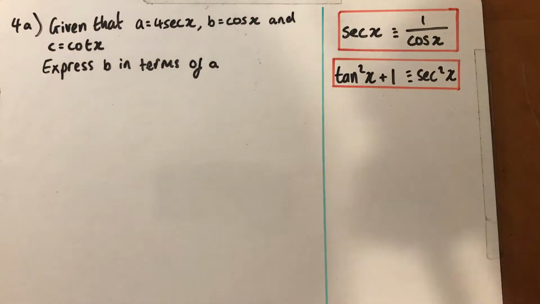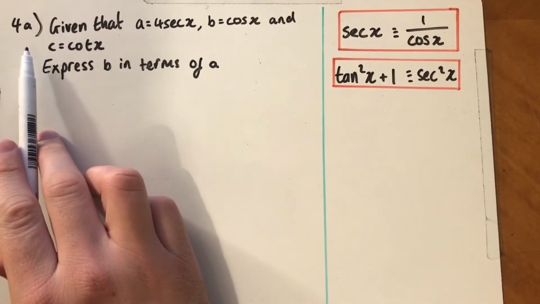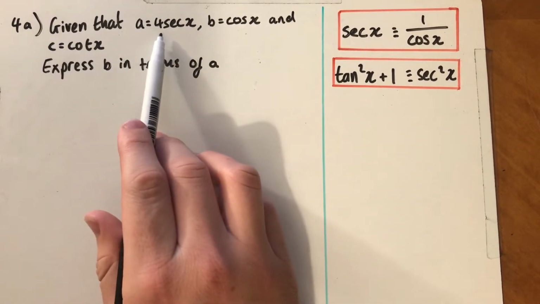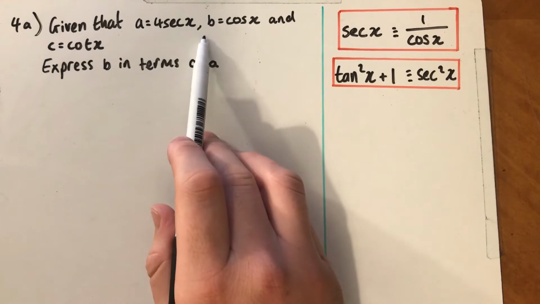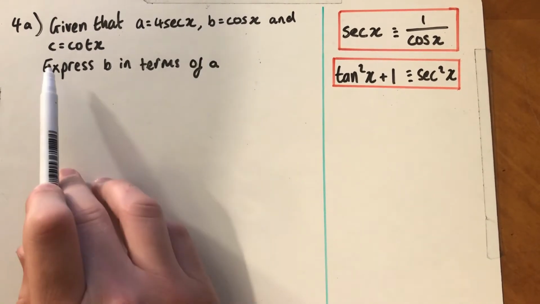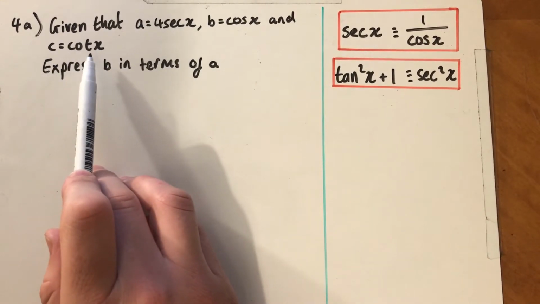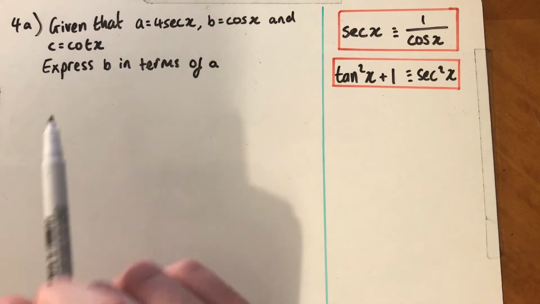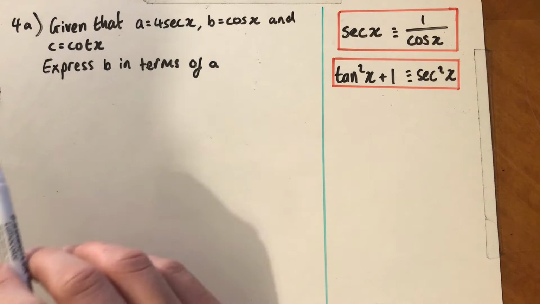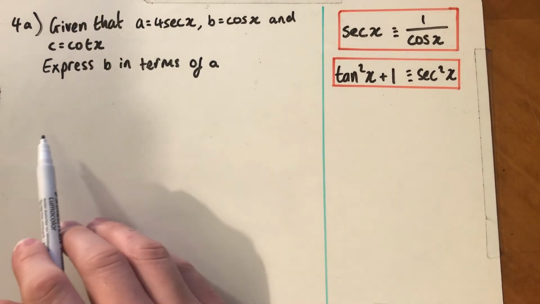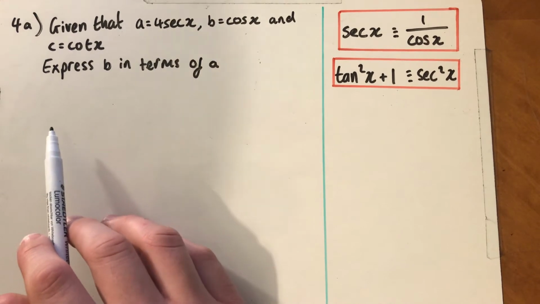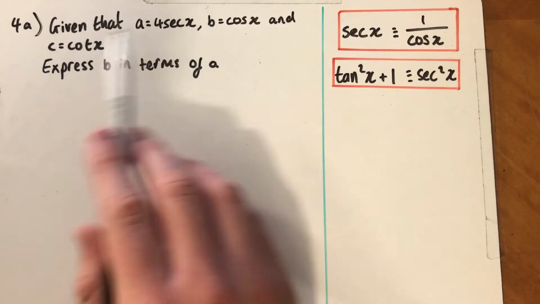Hi. So for question 4a, we've been told, given that a equals 4 sec x, b equals cos x, and c equals cot x, express b in terms of a. Okay, so what we've been asked to do is to generate an identity for b in terms of a. And we've been given a, b, and c here.